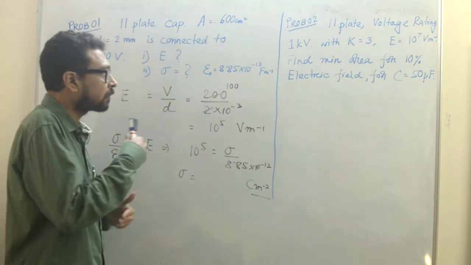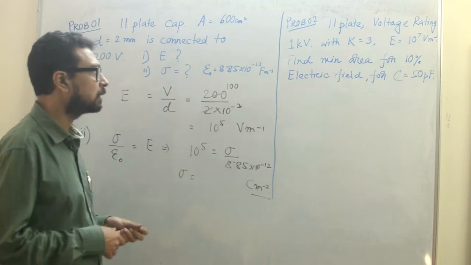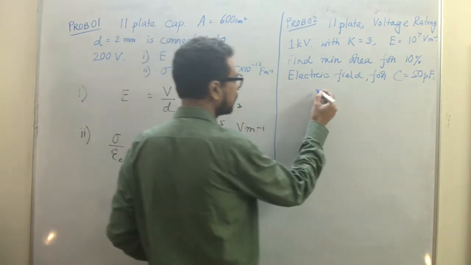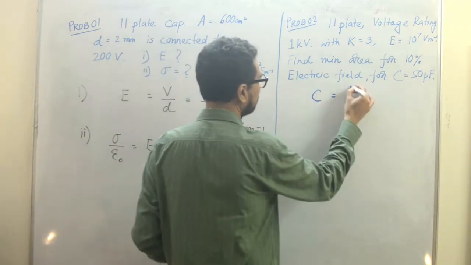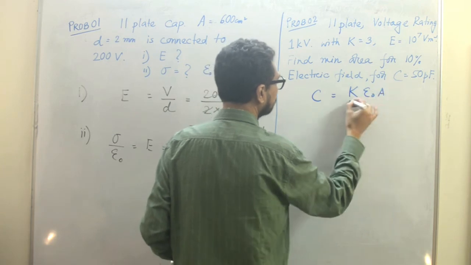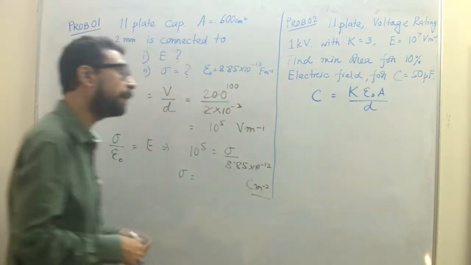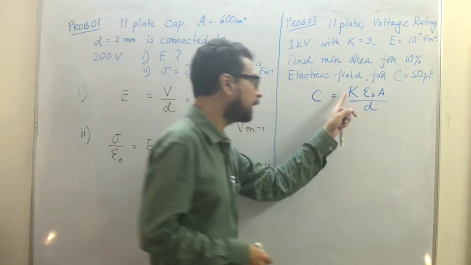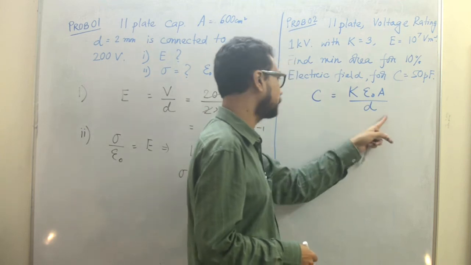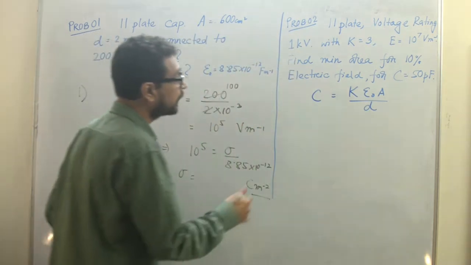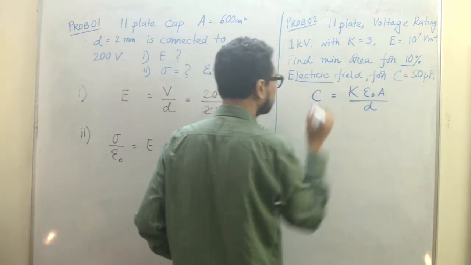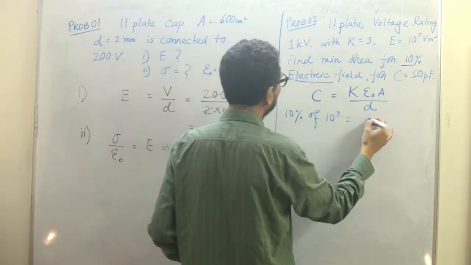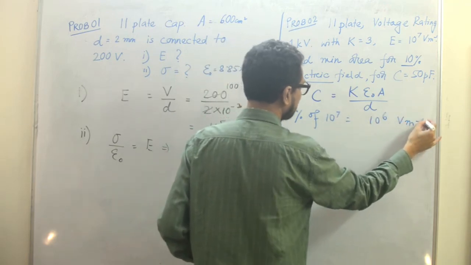Okay, so how can we proceed? We have to calculate the minimum area of the parallel plate, and for that I should tell you that we have a simple formula, which is this. So we may have to use this in order to solve. We know capacitance, we know K, we know epsilon naught, we don't know the plate separation though. So we can calculate this 10% of electric field. So 10% of 10 to the power 7 is basically 10 to the power 6 volt per meter.